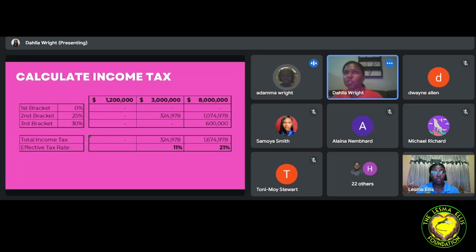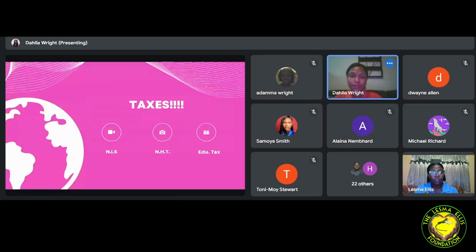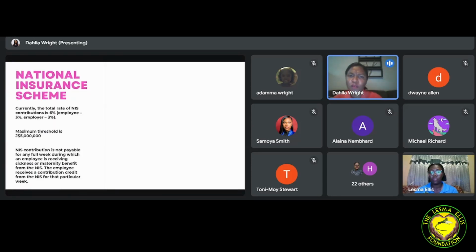Totally. Right. So when we get to the end, I'll show you what you'll do for that. So let's get to the other taxes. There are three other taxes that you're gonna see on your pay slip: the NIS, NHT, and education tax. So, of course, my very pretty pictures are not showing.